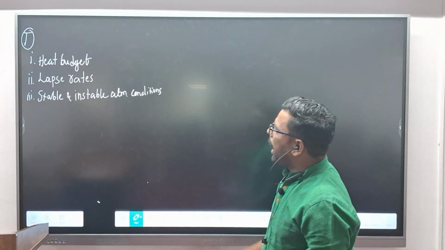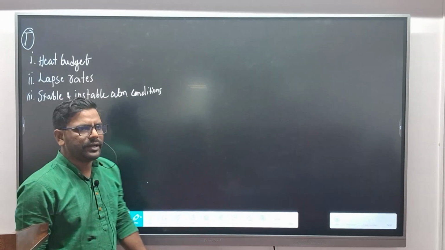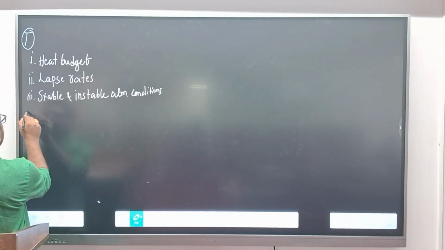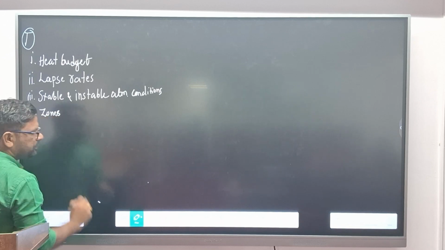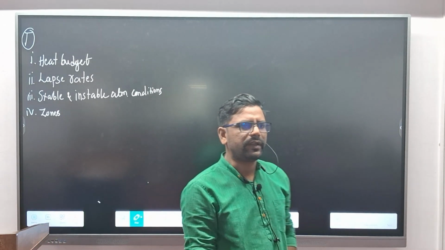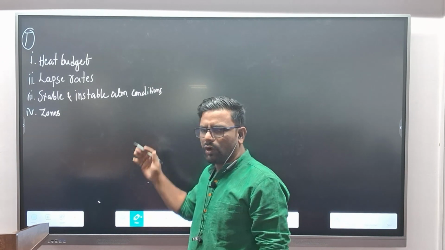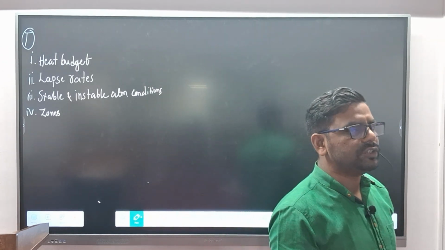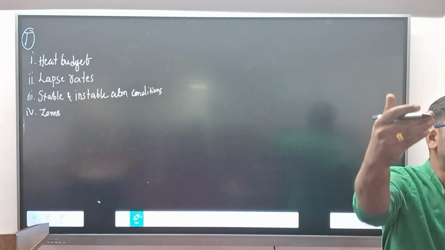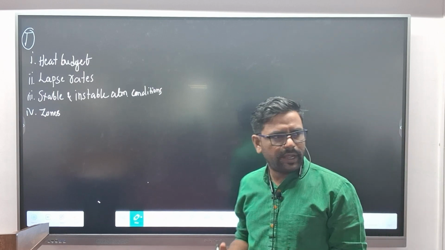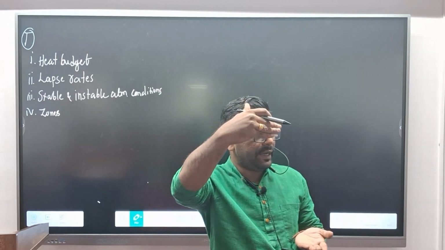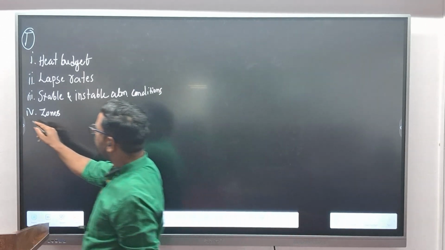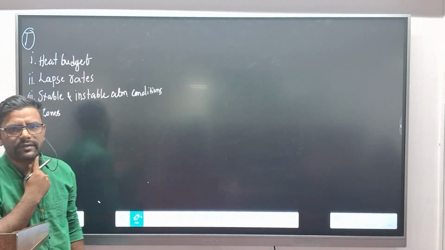And after the stable and unstable conditions, which we have already discussed, the zones based on temperature: the tropical zone, the temperate zone, and the polar or frigid zone. So three types: tropical, temperate, then frigid zone. That we have also discussed already, isn't it?